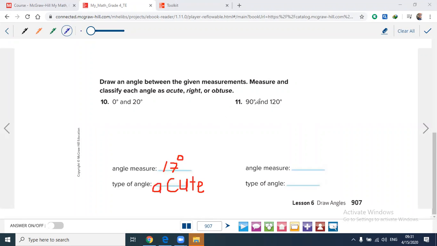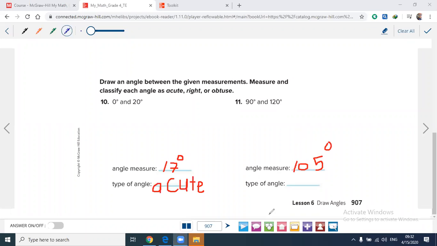Number 11 was between 90 and 120. Someone may make it 91, 92, 95, 100, 105, 110, 115, 117. But don't draw it with 90 or 120. Choose any one of them. Okay, Muhammad, I will take you now. For example, 105 degrees. It will be what?